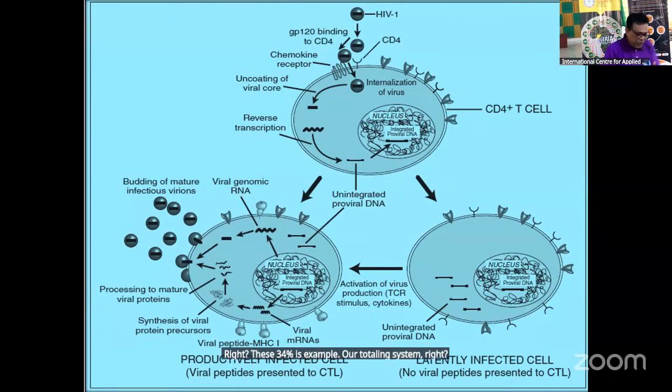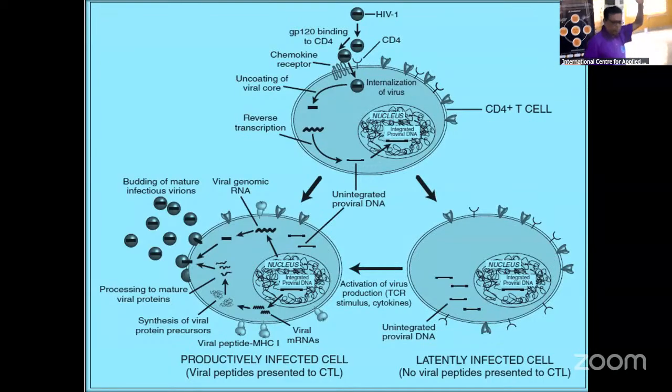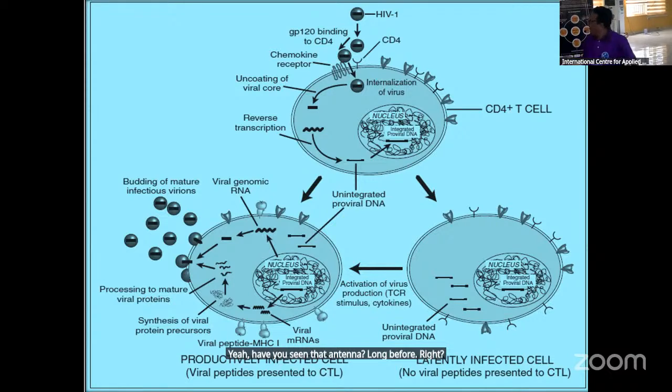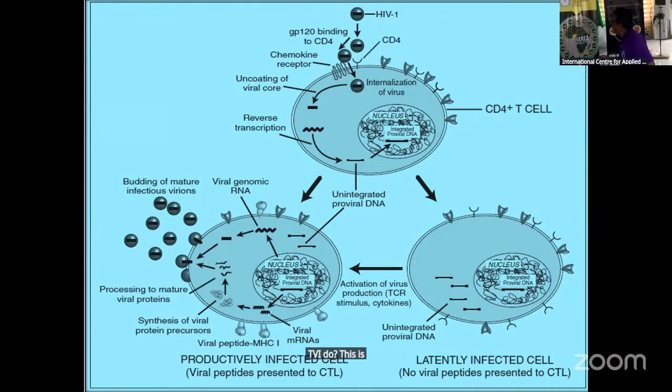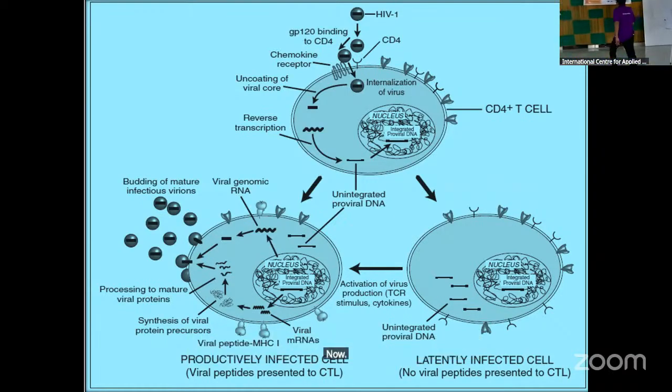Right? We have considered this T cell. This is the T cell. Have you seen an antenna? Like a long TV antenna, right? This is like a TV antenna. This is the CD4 plus T cell, and this is the receptor. This is called a receptor, like an antenna. Now you just have to follow me. This is the antenna, and this is the HIV particle.